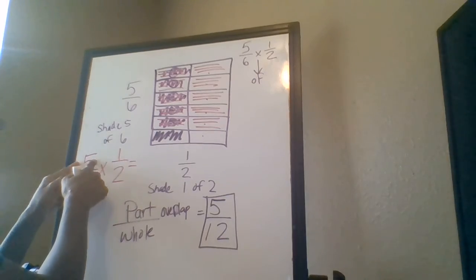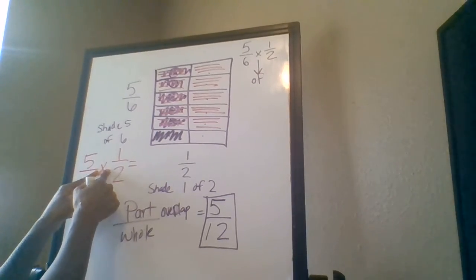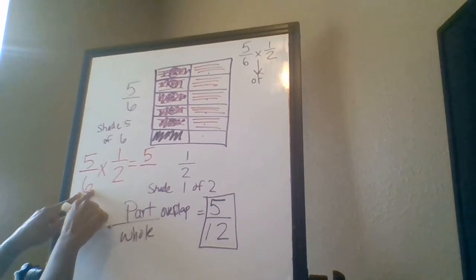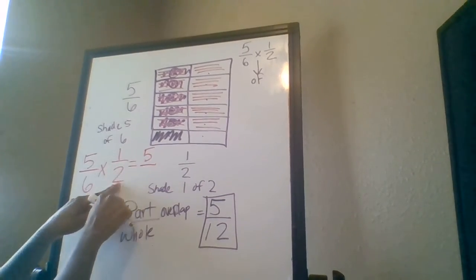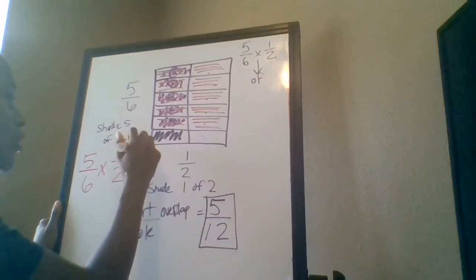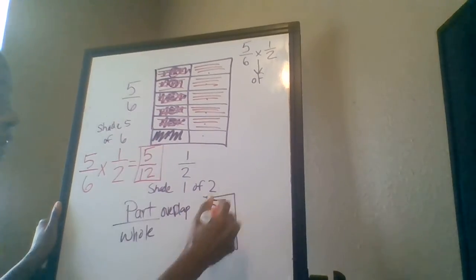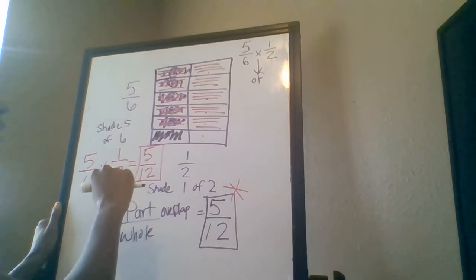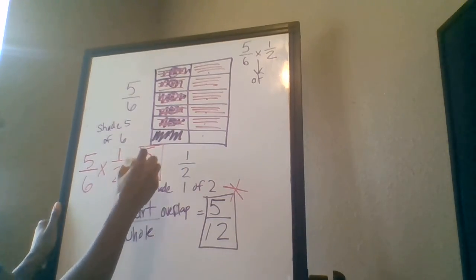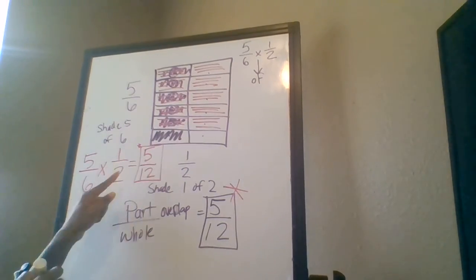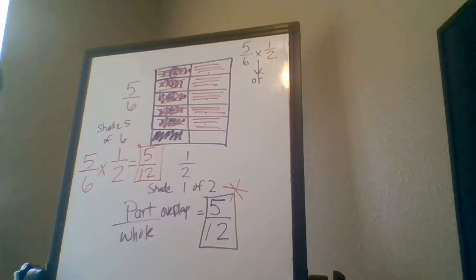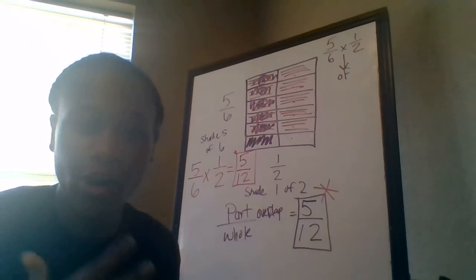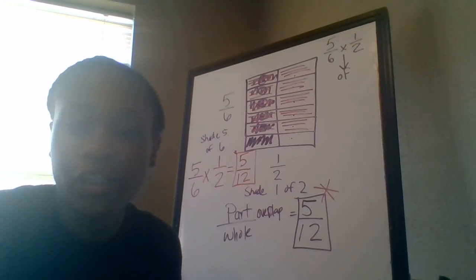So we multiply 5 times 1 for the numerator, which is 5. And then we have 6 times 2 for the denominator, which is 12. Notice that the answer that we got from the modeling, the part that overlaps, 5 out of 12, is the same answer that we get when we just multiply using regular arithmetic. So this is how the model should look for this question.